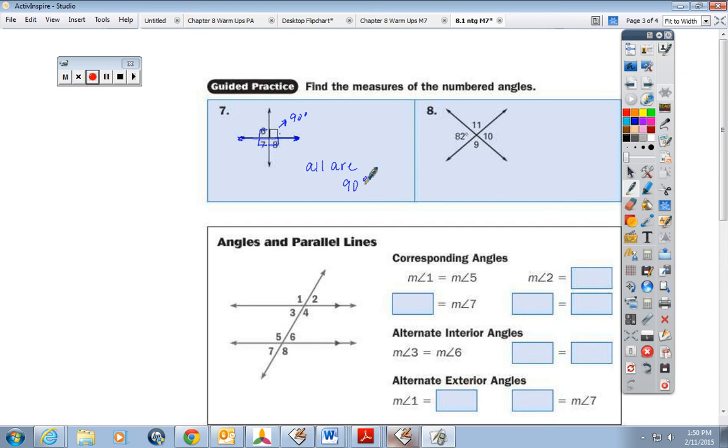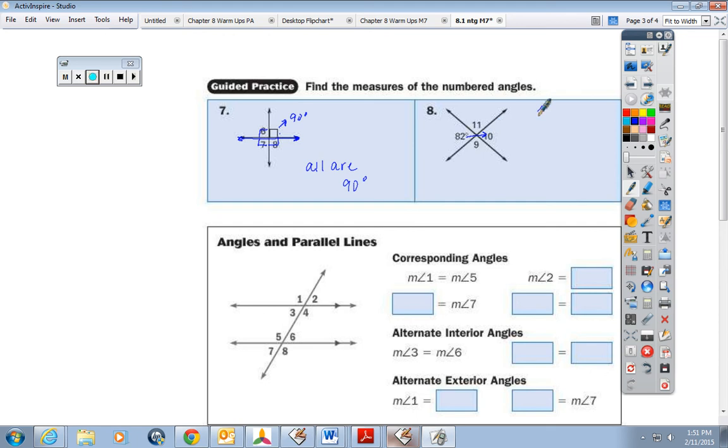Now, they don't tell us, these aren't right angles. Okay? They're giving us this, and they're asking us to find the measure of 9, 10, and 11. Well, 10 is going to be the easiest because 8 and 10 are vertical angles, and vertical angles are equal. So if this is 82, guess what 10 is going to be? 82. It's also going to be 82.